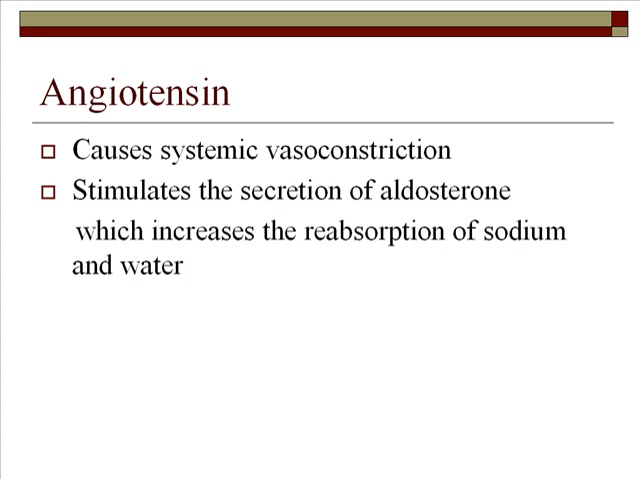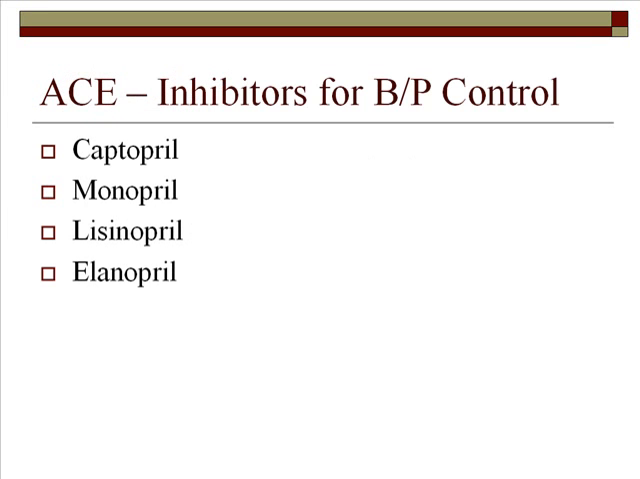Now, angiotensin. Angiotensin, we also touched on a little bit in the endocrine system as well. Angiotensin causes systemic vasoconstriction. It stimulates the secretion of aldosterone, which increases the reabsorption of sodium and water. So I'll repeat that again. Angiotensin, important that you recognize the functioning of it, causes systemic vasoconstriction. It also stimulates secretion of aldosterone. Aldosterone, remember, increases the reabsorption of sodium. You reabsorb sodium means you also reabsorb water. Person is markedly hypotensive, you see this mechanism take place.